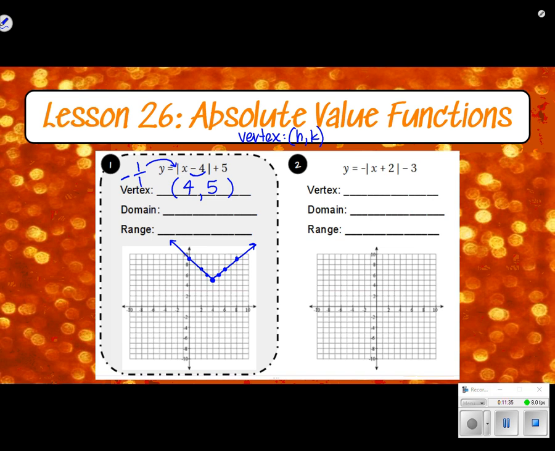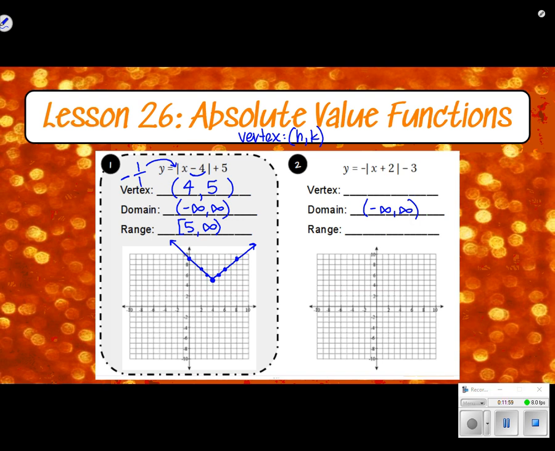All right, domain. Again, I should be able to talk to you in your sleep. You could even go ahead and fill this one out. Negative infinity, positive infinity. Every single absolute value function, negative infinity to positive infinity in the domain. Range will change. Ooh, that rhymes. All right, for this one, range, the lowest that it goes is 5. And the highest it goes is positive infinity.